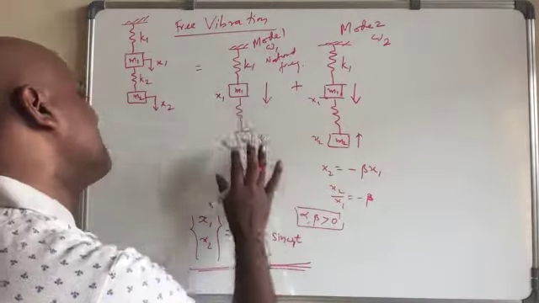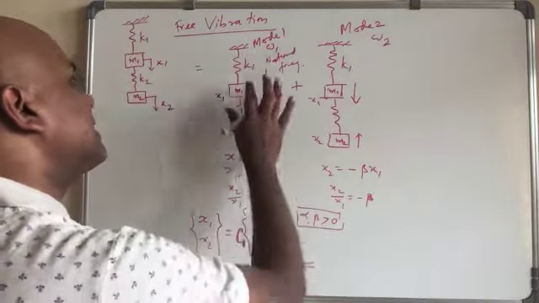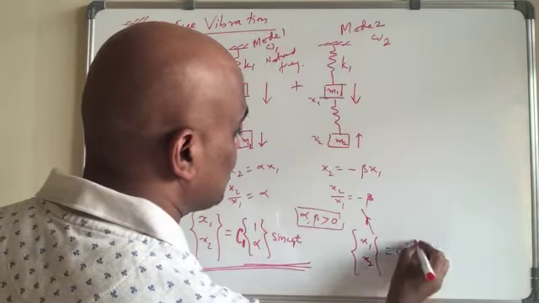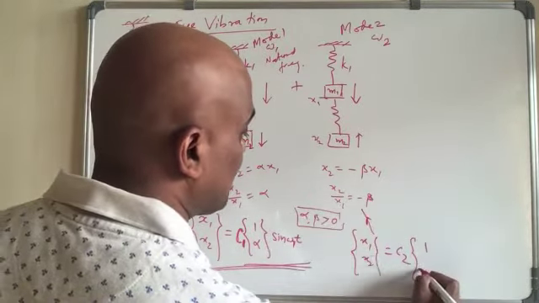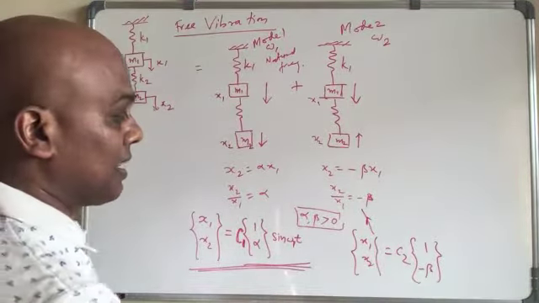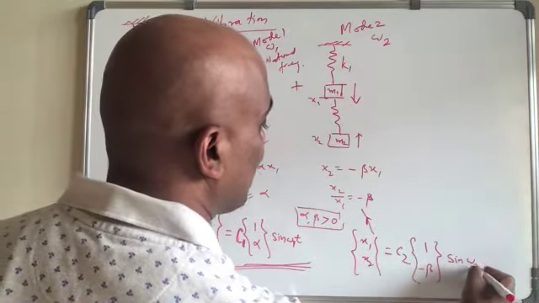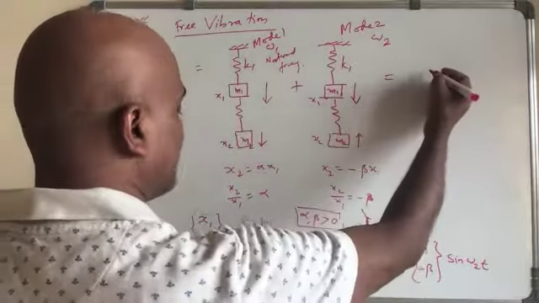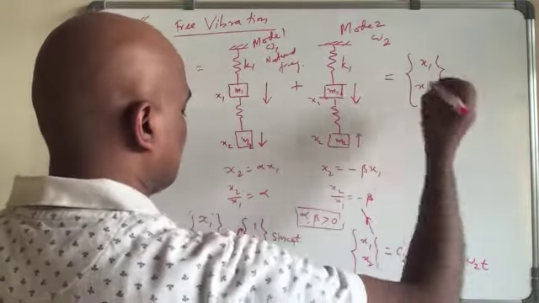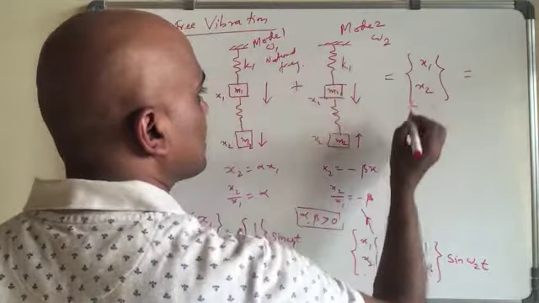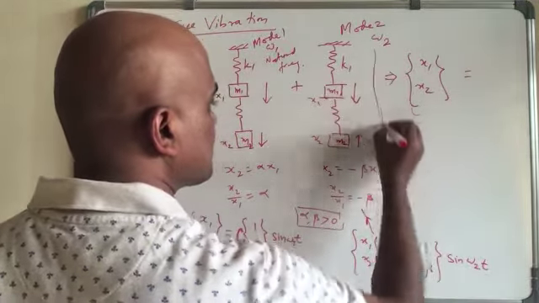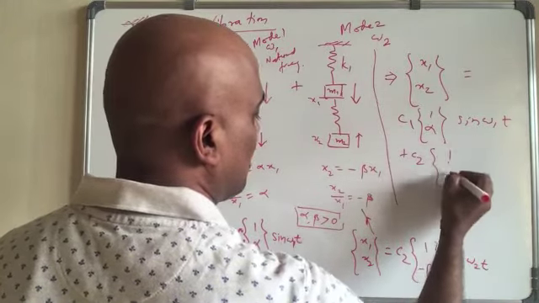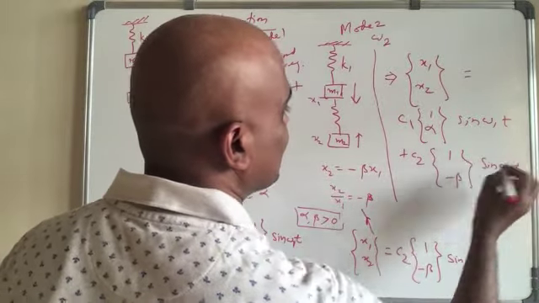This is one solution, which will represent this mode, how x1, x2 will be. For the other one, what we are expecting is x1, x2 will look something like C2 times the vector 1, minus beta, and then sine omega 2t. We are expecting the other solution like this one. The final solution, if you combine them together, will be x1, x2 equal to C1 times 1, alpha, sine omega 1t plus C2 times 1, minus beta, sine omega 2t.